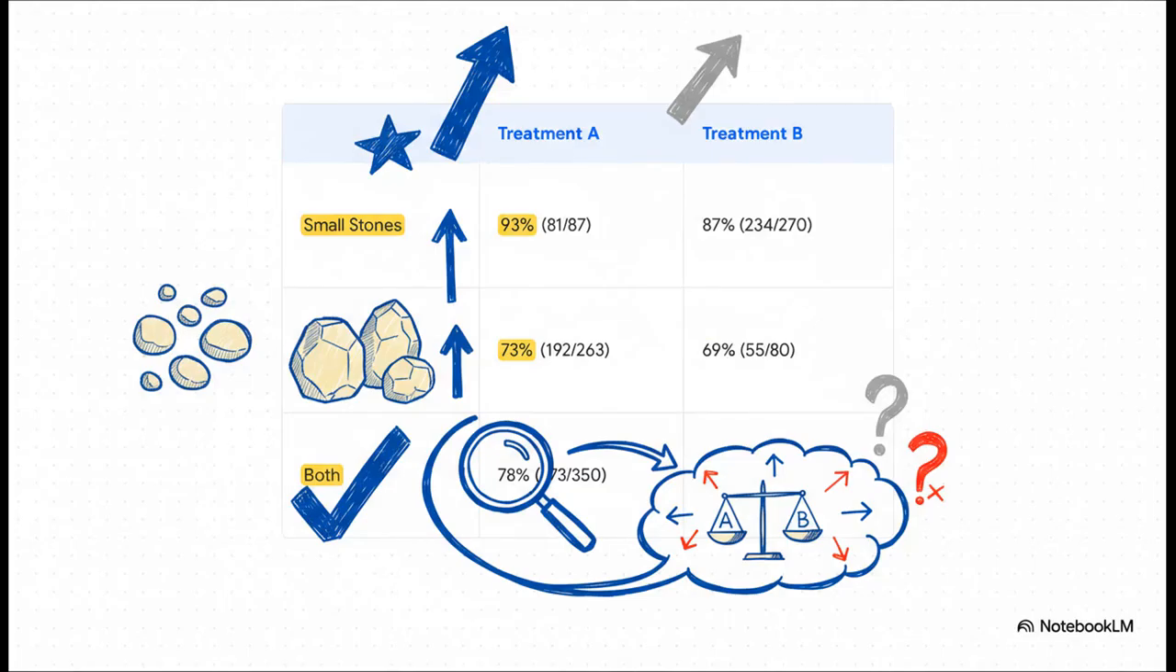Okay, so let's look at the data. For patients with small stones, you see treatment A has a 93% success rate. That beats treatment B's 87%. Okay, now for patients with large stones, well, would you look at that? Treatment A is also the winner, 73% versus 69% for B. I mean, so far, this is a total no-brainer, right? Treatment A is just better, period. It's winning in every single category.